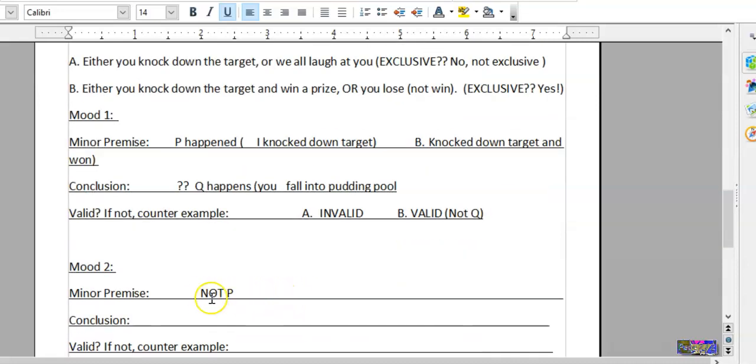Okay. How about this one? Not P. So either P or Q. So you did not knock down the target. Our conclusion would be, if P didn't happen, then yes, Q had to happen.